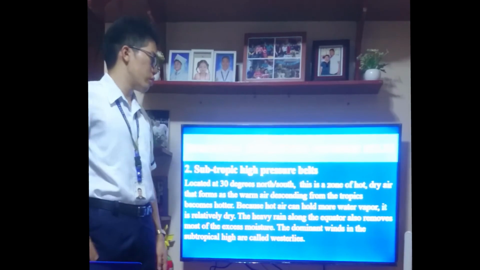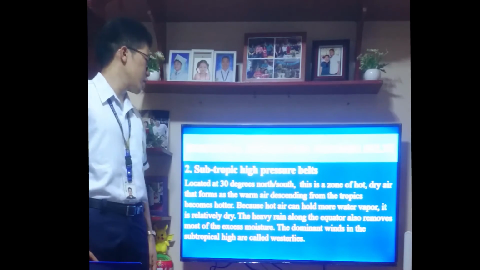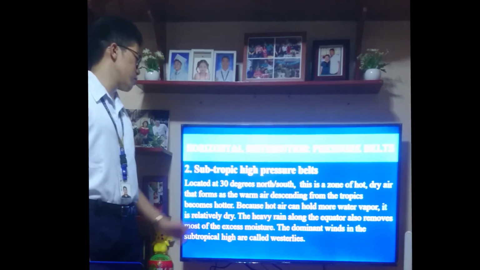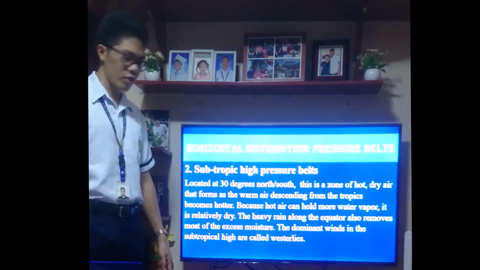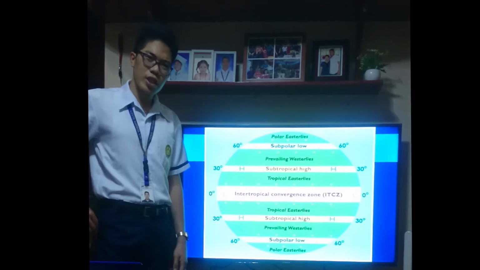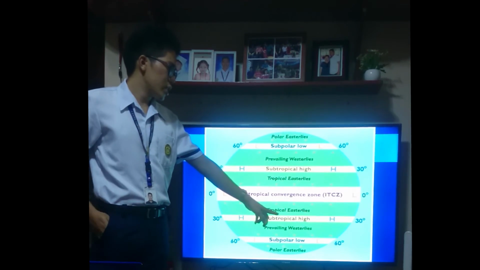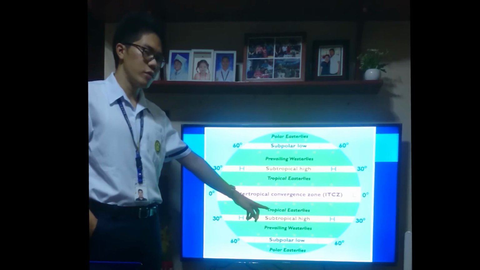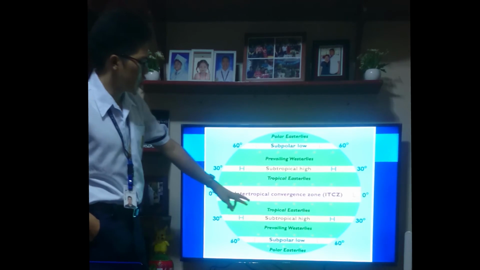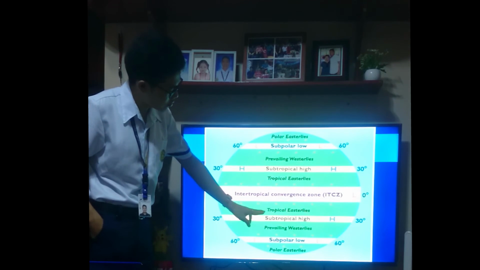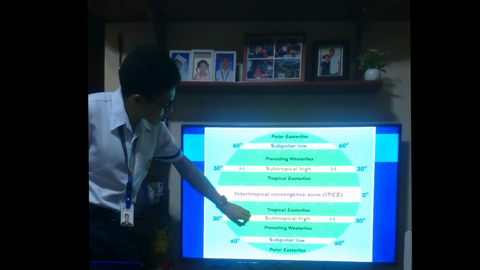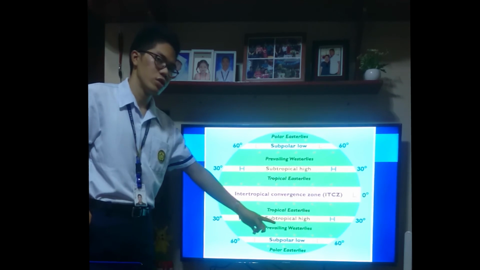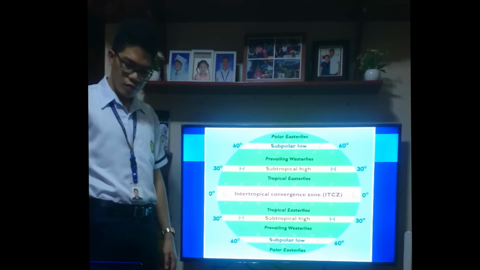The second pressure belt is the subtropical pressure belt. Located at 30 degrees north and south, this is a zone of hot, dry air that forms as the warm air descends from the tropics. This region is also called a region of divergence because you can see the air is blowing towards the equatorial region and towards the subpolar low pressure belts.